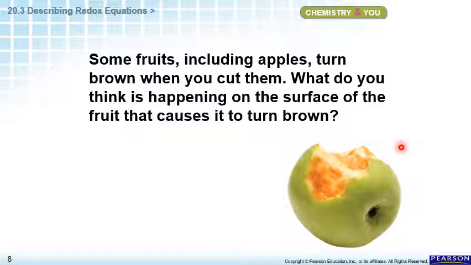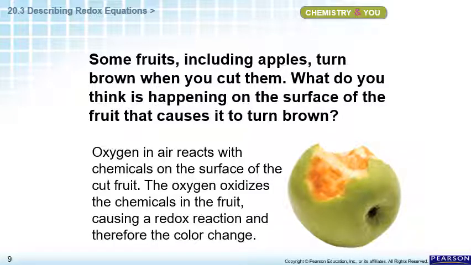So some fruits, including apples, turn brown when you cut them. What do you think is happening on the surface of the fruit that causes it to brown? The answer here is that the oxygen in air reacts with the chemicals on the surface of the cut fruit. Therefore, the oxygen oxidizes the chemicals in the fruit, causing a redox reaction and therefore a color change. That's why we have this brown color when we cut the fruit and allow it to be exposed to air. There is an oxidation going on by the oxygen that reacts on the surface of the cut apple.